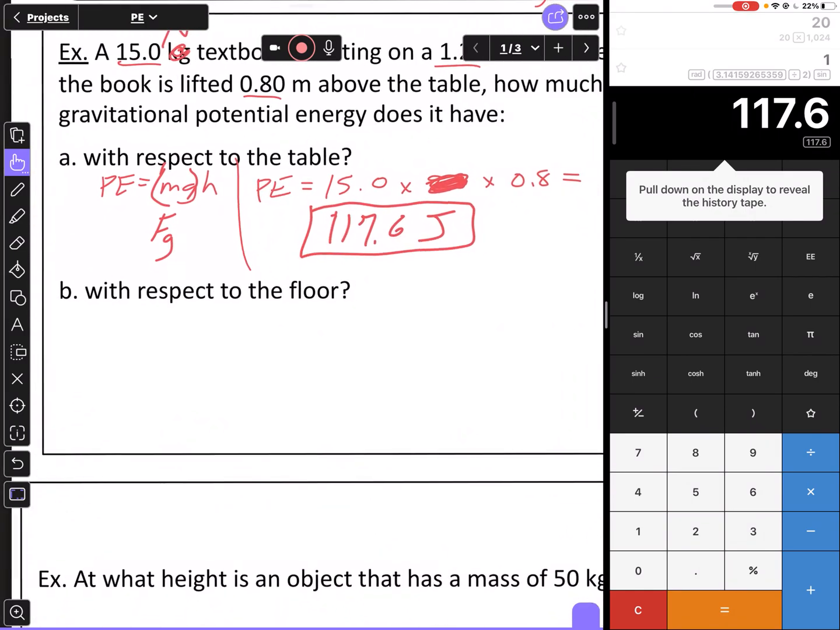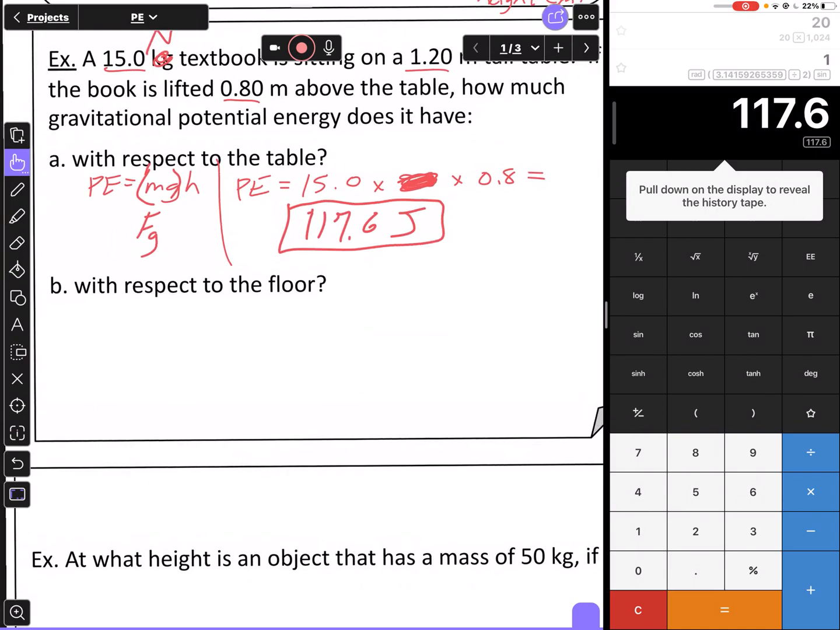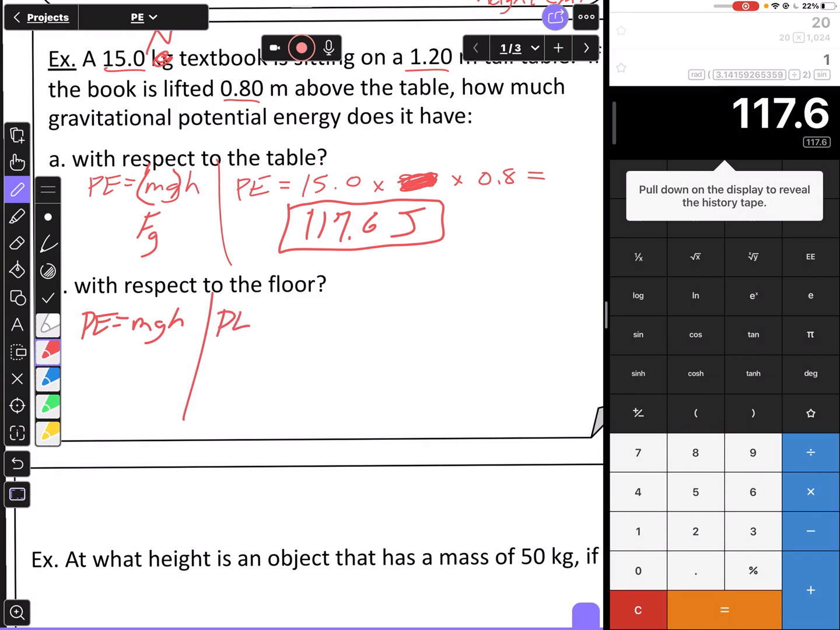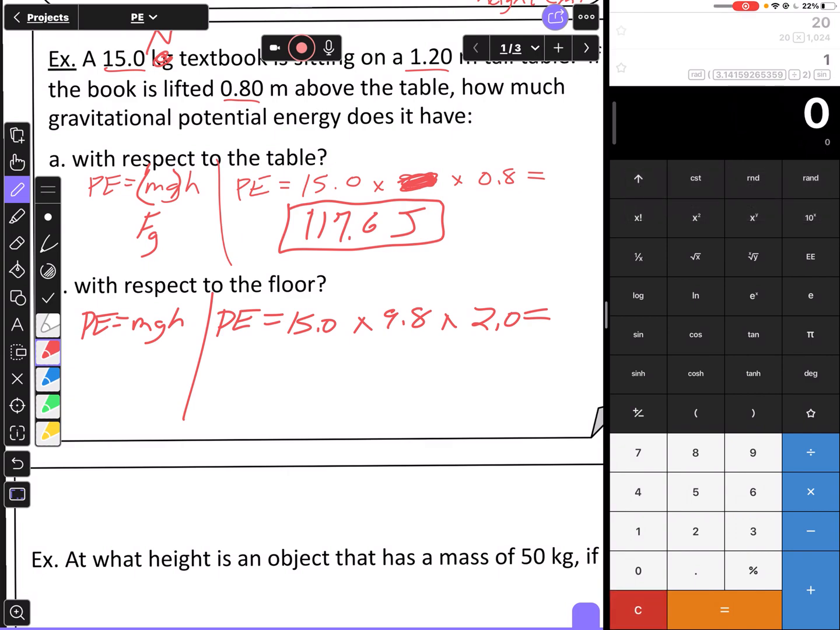Now I want to ask, with respect to the floor. So again, my potential energy is equal to mgh. So potential energy is equal to 15.0 times 9.8 times, now how high was it with respect to the floor? Well, the table's already 1.20 meters tall, and then the book is lifted 0.8 meters above the table, so I have to add those two together. 1.2 plus 0.8 gives me 2.0, and then I multiply that out.